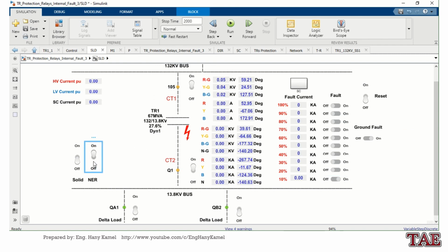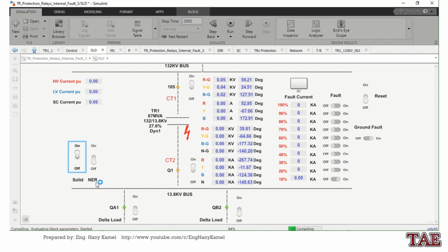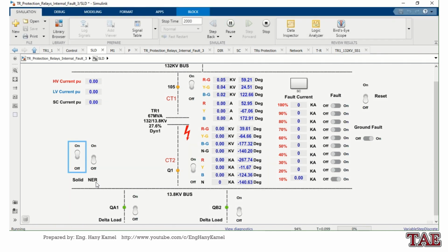Now I will start with solid ground. Actually, in high voltage fault, solid ground or NER will not affect. Now I will start with the first 10% from the winding, high voltage winding to ground fault.